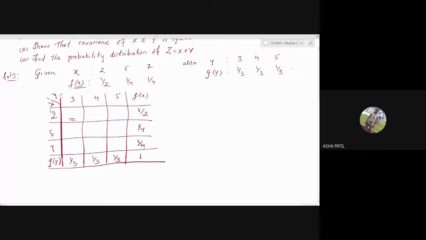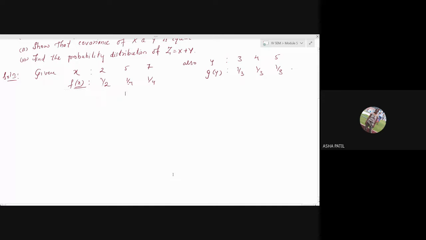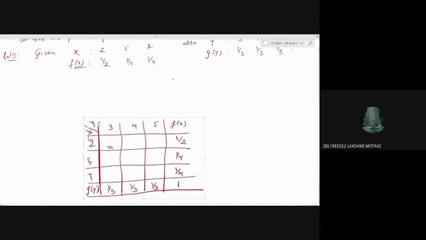How will you write it? Somebody told you can write. How? Madam, they have given that covariance of x and y, like they have asked the question, of course, show that, but can we use that? Of course, you can use it. What will you use that?